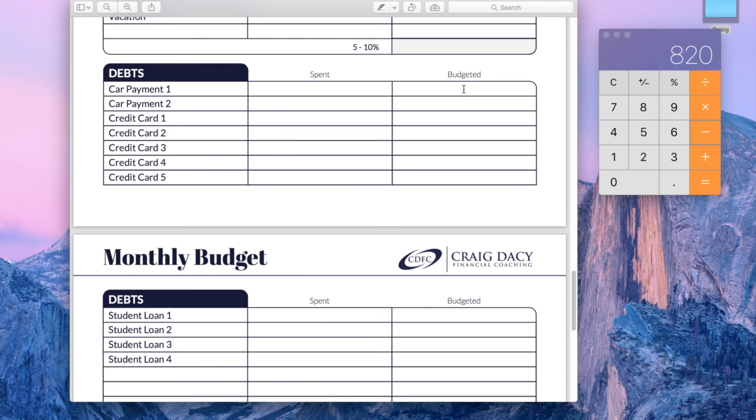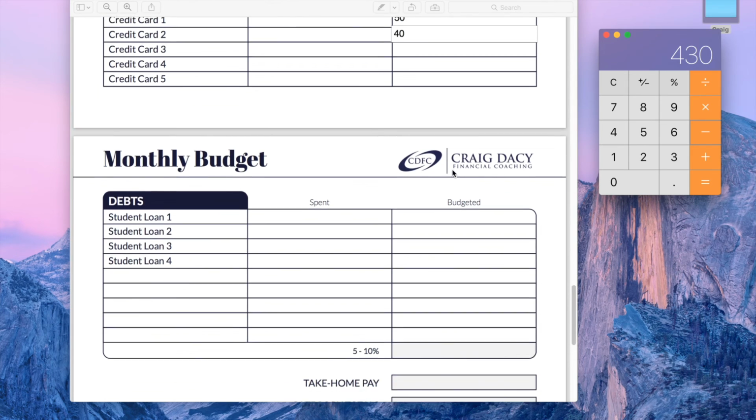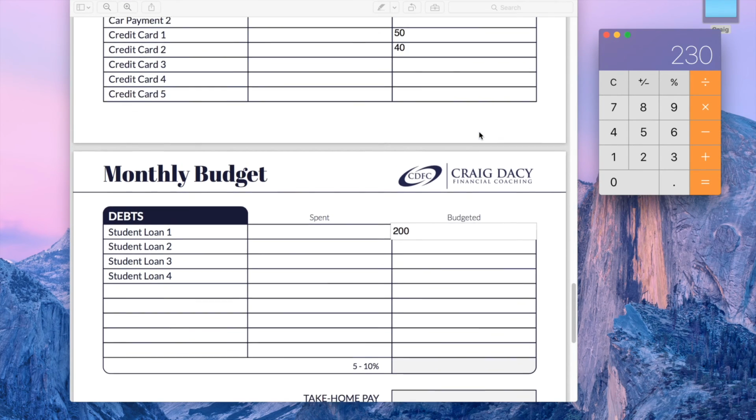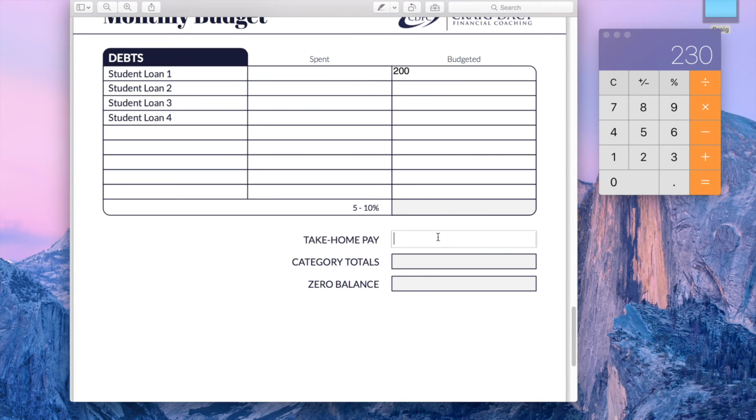So this is where we're going to put minimum payments for all of our debts. So car payment one, let's just say, is $300. Let's say they have a credit card of $50 and another credit card that is $40. And then we'll pretend like they have a student loan of $200 a month. All right. So this is their budget.